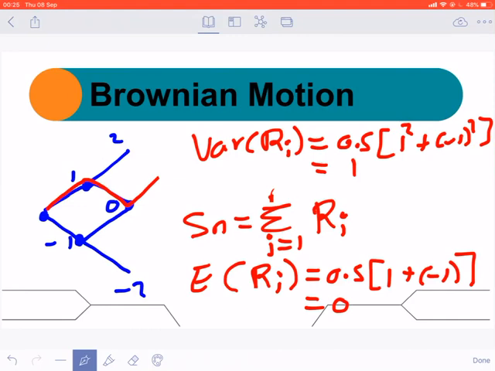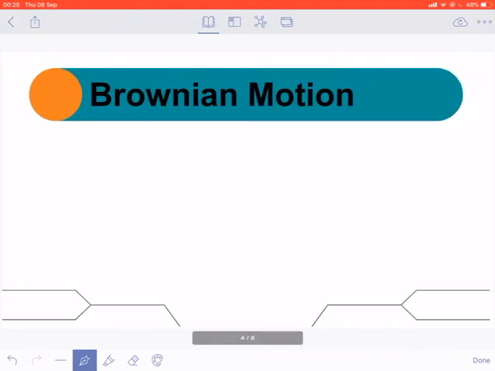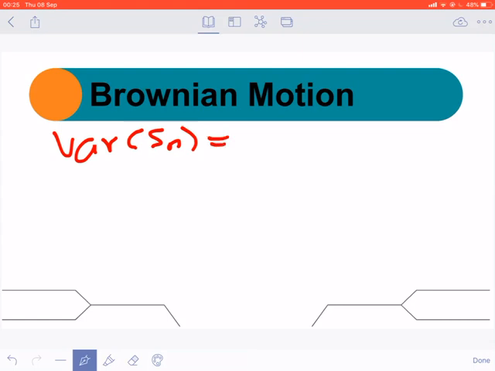And therefore, we can take this further and say that the variance of Sn, remember, the sum of the random walk, is going to be equal to n, because we are going to sum all of them. And the expectation of the sum of the random walk is going to be 0, because you're going to sum the zeros, so it is just going to be 0.